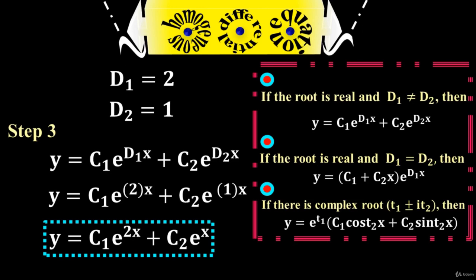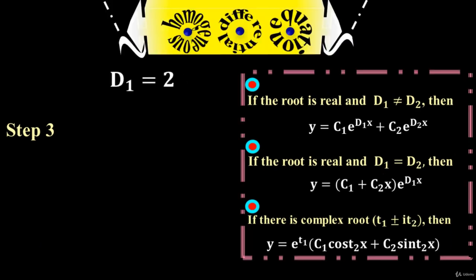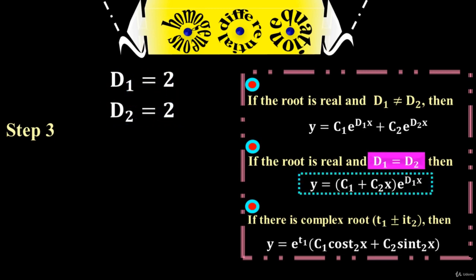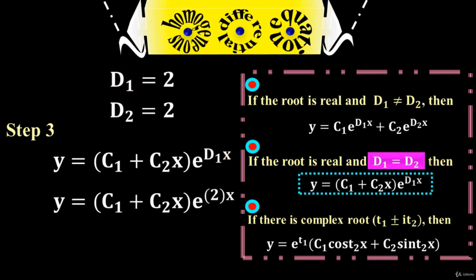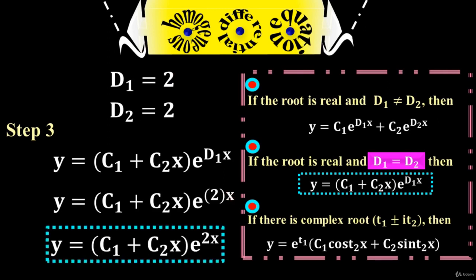But let's suppose D sub 1 equals D sub 2. Let's take D sub 1 equals 2 and D sub 2 equals 2. When you look here, D sub 1 equals D sub 2. And therefore I'm going to take this equation: y equals c sub 1 plus c sub 2 x into e to the D sub 1 x. Since D sub 1 equals 2 and D sub 2 also equals 2, I'm going to take D sub 1 here. Just substitute the value of D sub 1, which is 2. So this is the final answer for step 3: y equals c sub 1 plus c sub 2 x into e to the 2x. But let's suppose we have complex roots.